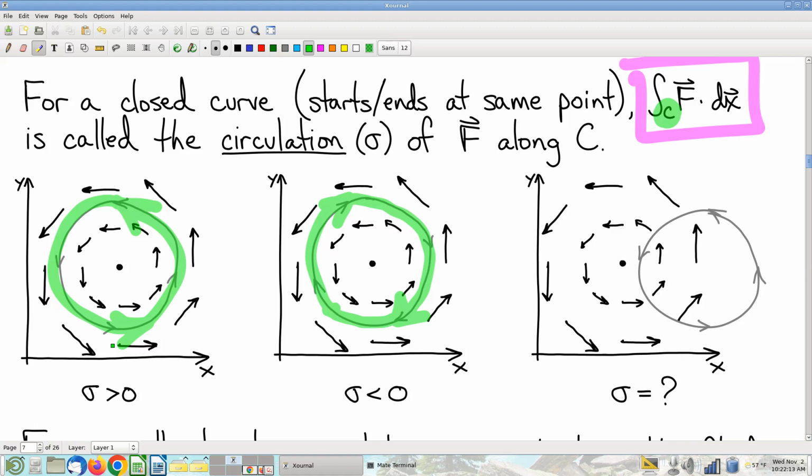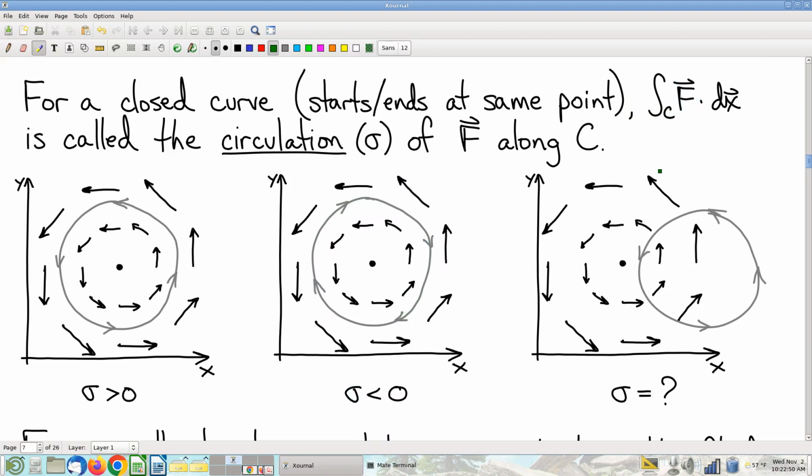Okay. Yeah, so this oriented curve here then, the circulation, I claim, is negative. And negative here because the vector field is going that way as the curve is going that way. Right, so it's not going along the oriented curve, it's going opposed to the direction of the oriented curve. So negative seems like a reasonable conclusion there.